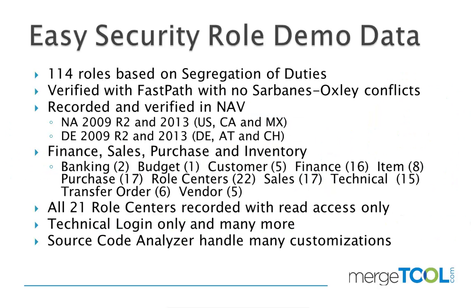Take a look, there's a total of 114 roles. They're all based on segregation of duties. We just went through a verification with FastPath that with the roles we have created, there's no built-in Sarbanes-Oxley conflicts. So there's nothing where a user can print a check and at the same time modify a vendor and things like that. The roles have been recorded and verified in NAV 2009 and 2013, both in the North American database and in the German database.